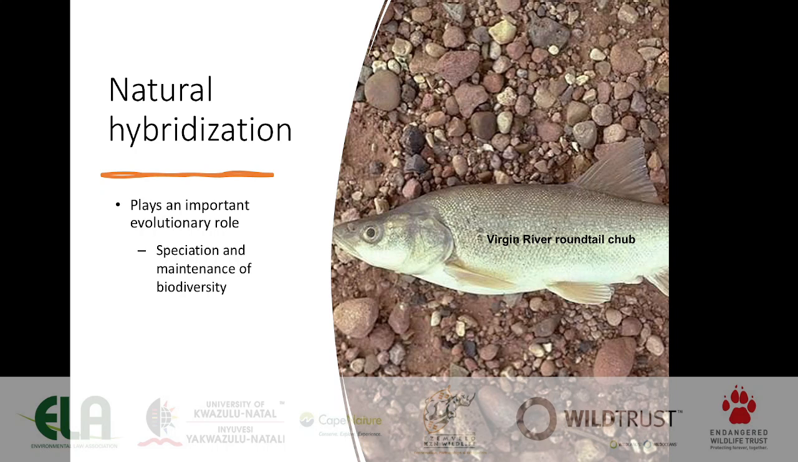Natural hybridization plays an important role in speciation and the maintenance of biodiversity. The Virgin River roundtail chub is an example of a hybrid taxon that appears to have originated from hybridizing in the Pleistocene, long before any human influences in the Colorado River system.